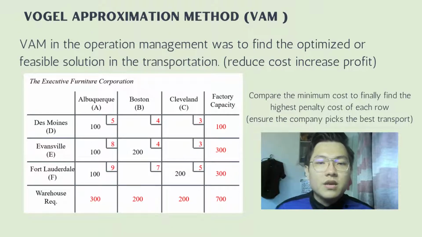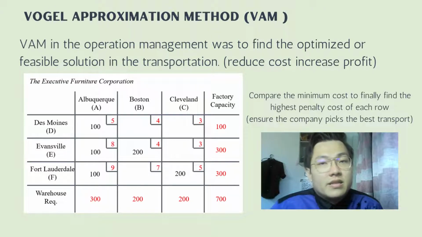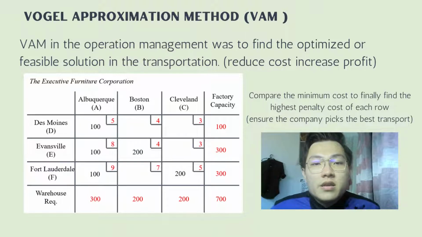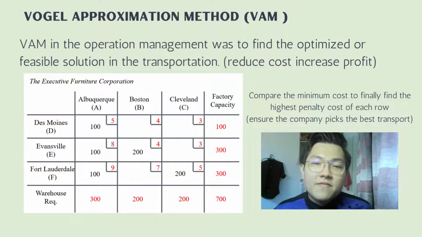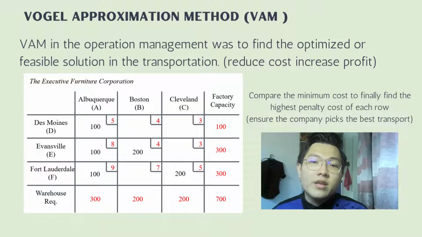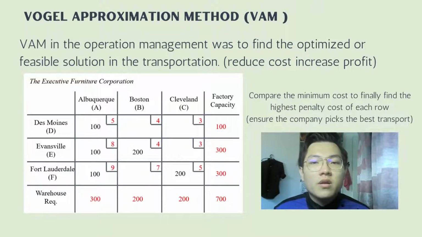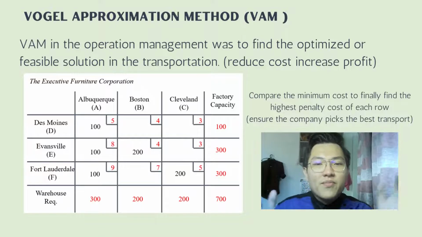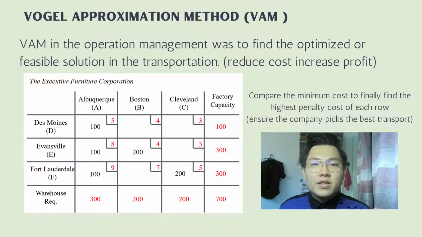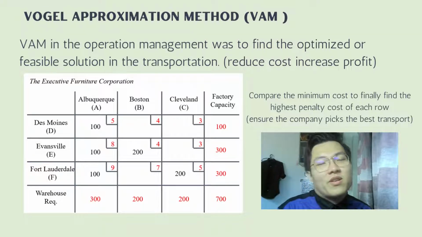Hello, well, continuing to VAM, the Vogel's approximation method, which in operation management is used to optimize and find the feasible solution in the transportation cost. As we know, operation management is a process including logistics, and we use logistics to deliver our goods to our consumers. So here we need to find the best way to reduce the cost and increase the profit for the company.